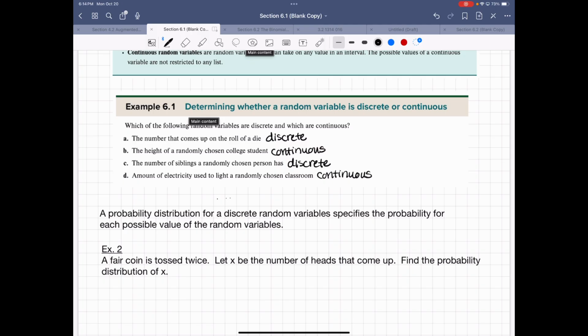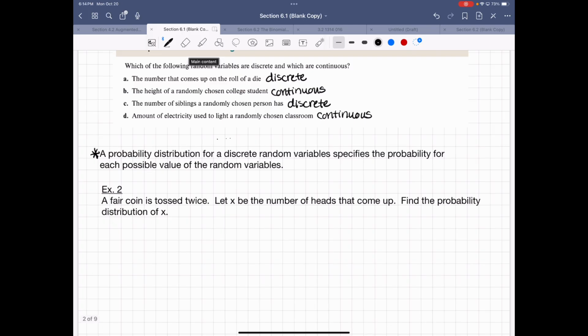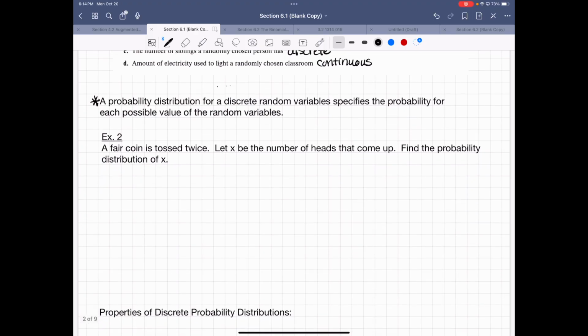A probability distribution for a discrete random variable specifies the probability for each possible value of the random variable. That doesn't make a lot of sense. Let's look at what's going on. Example 2 says a fair coin is tossed twice. Let X be the number of heads that come up. Find the probability distribution of X.